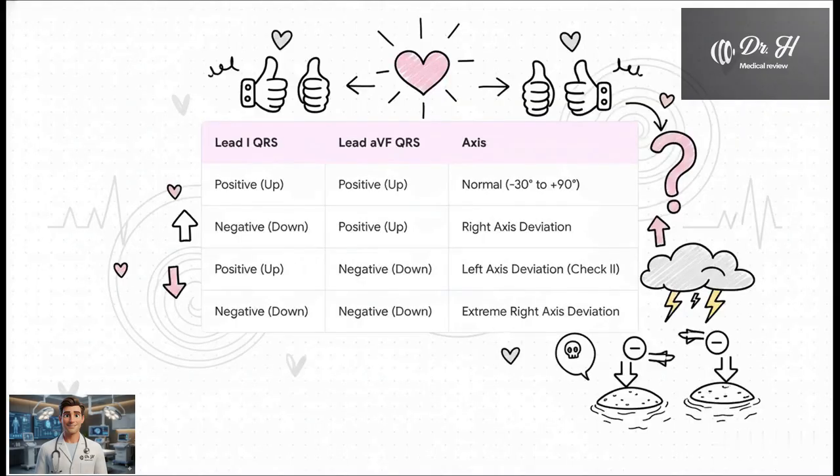That's it. This table lays out all the possibilities. If both lead I and aVF are positive, 2 thumbs up, the axis is normal. Done. If lead I is negative and aVF is positive, they're pointing away from each other, that's a right axis deviation. If they're both negative, pointing down, that's extreme axis deviation. And finally, if lead I is positive and aVF is negative, they're pointing towards each other. This suggests left axis deviation, but this is the tricky one that requires one extra step to be sure.